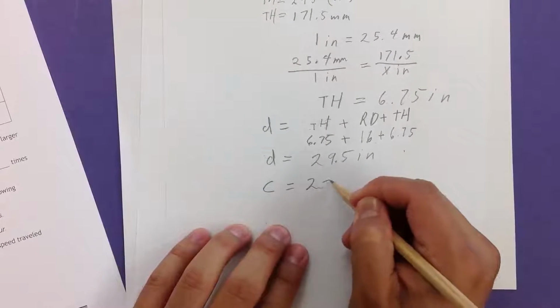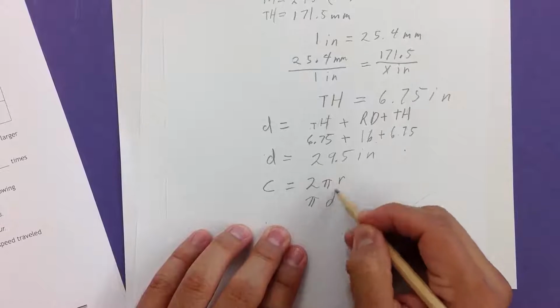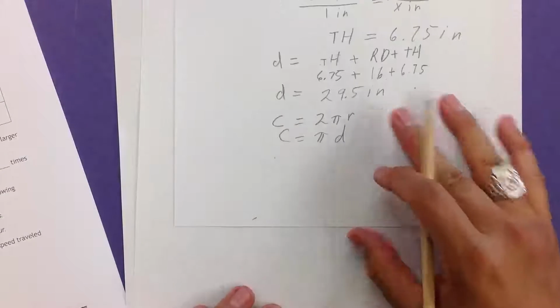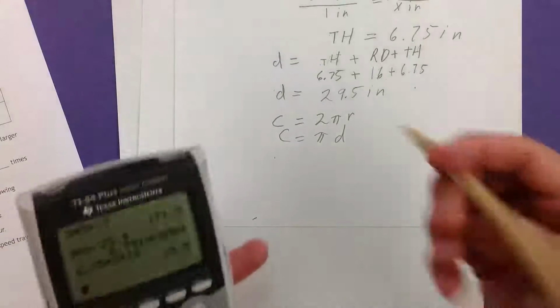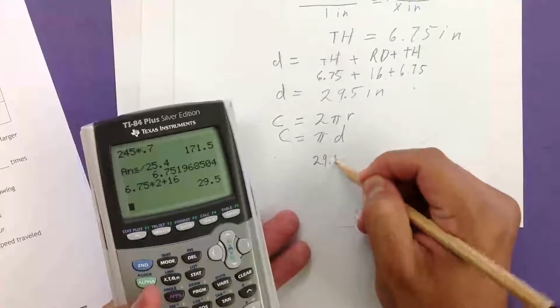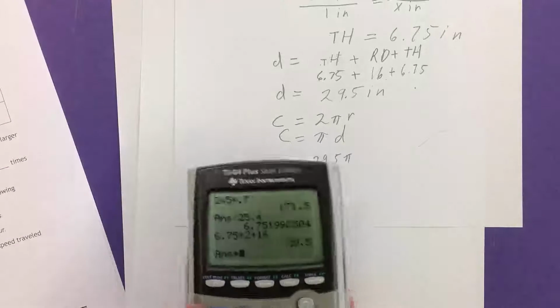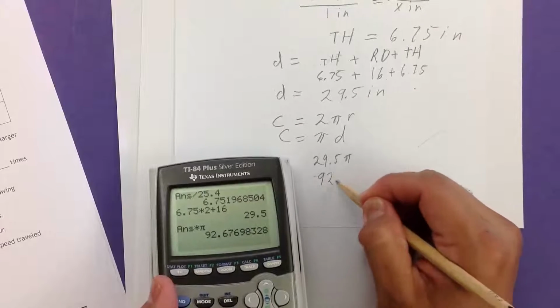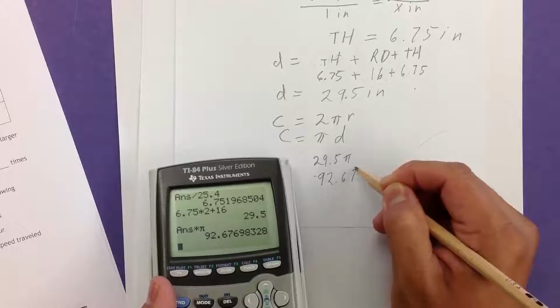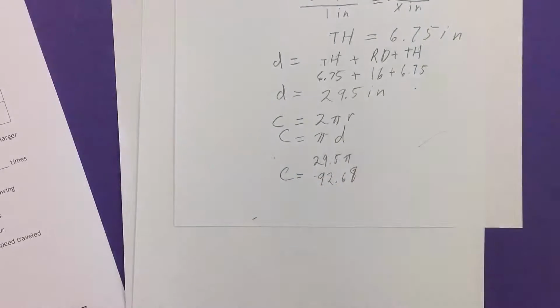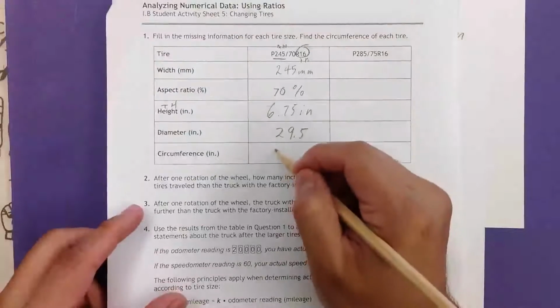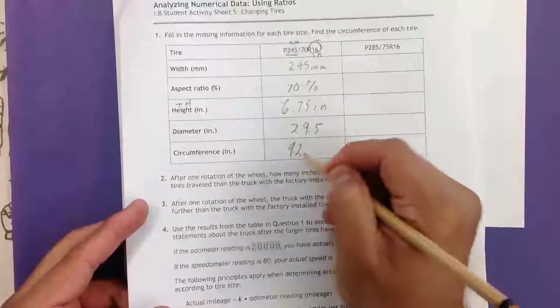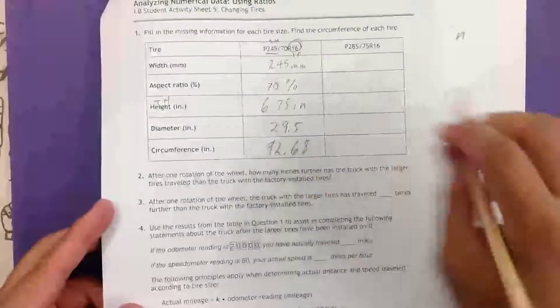Now, our circumference, we're going to do this right here. So remember, circumference is given by this formula, 2 pi r, or pi d. That's what circumference is equal to. So I'm going to go with the easier one because I already have my diameter. 29.5 times pi. This gives me 92.68. We're going to go with that. That's my circumference. So my circumference is 92.68.